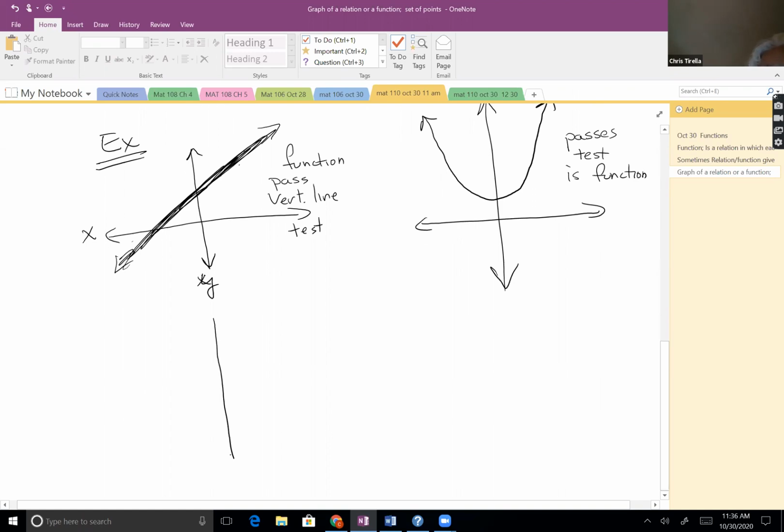Instead, let's say we've got an equation that we'll graph later in the semester, and it gives me a circle. As I look at the circle, do you see over here, that vertical line would intersect it in 2 points? So it fails the vertical line test. So it's not a function.